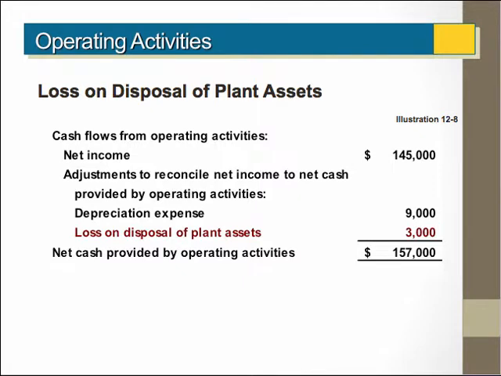So in this particular example, we started with the $145,000. We add back the depreciation, and because of the loss, we want to add that back, so that now we have net cash provided by operating activities of $157,000.